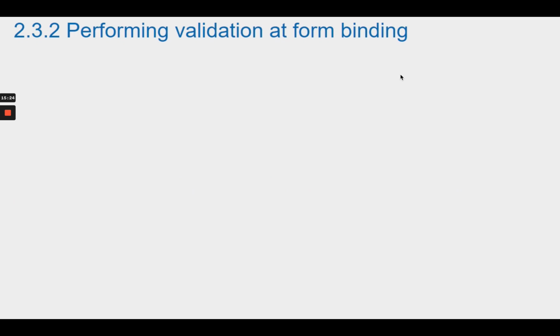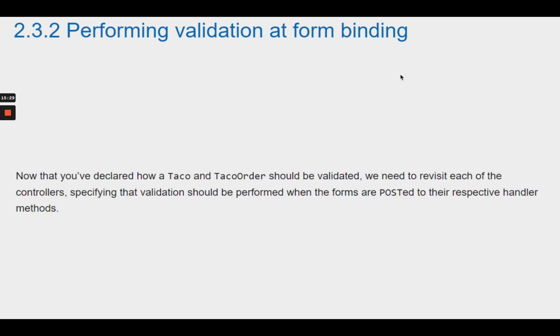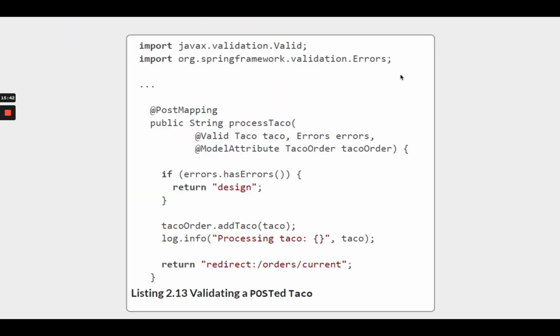Section 2.3.2 Performing Validation at Form Binding. Now that you've declared how a taco and taco order should be validated, we need to revisit each of the controllers, specifying that validation should be performed when the forms are posted to their respective handler methods. To validate a submitted taco, you need to add the Java Bean Validation API's @Valid annotation to the Taco argument of the DesignTacoController's processTaco method as shown next.